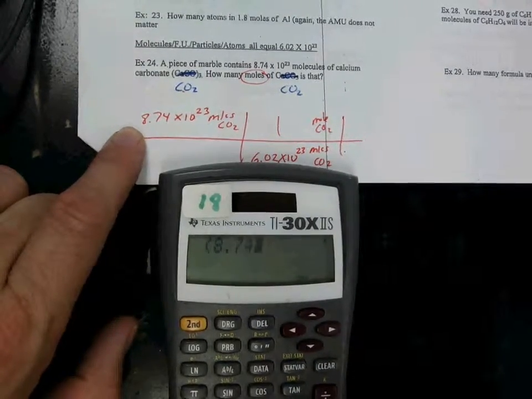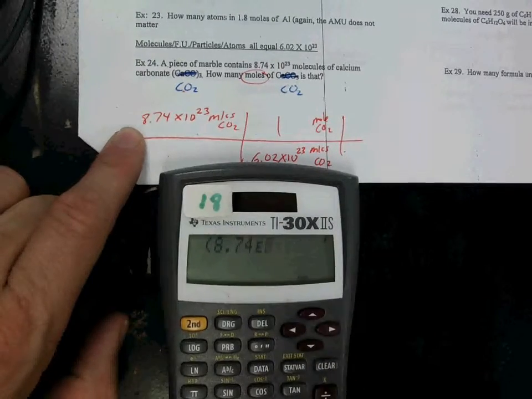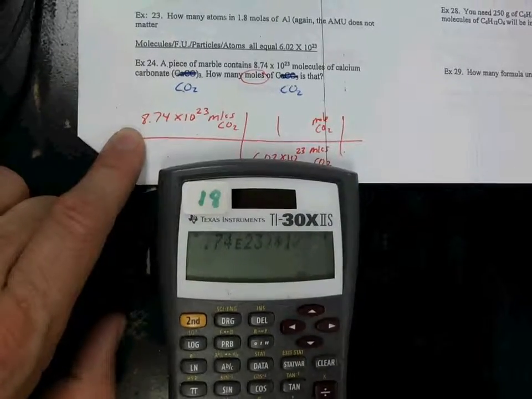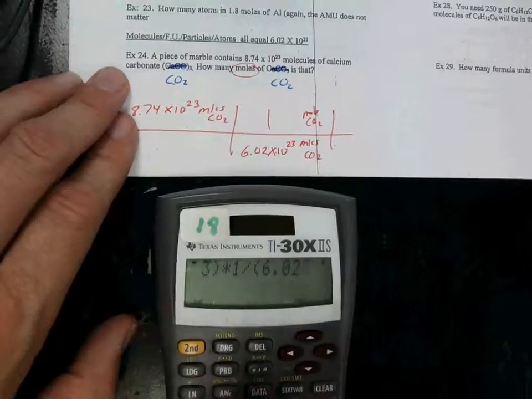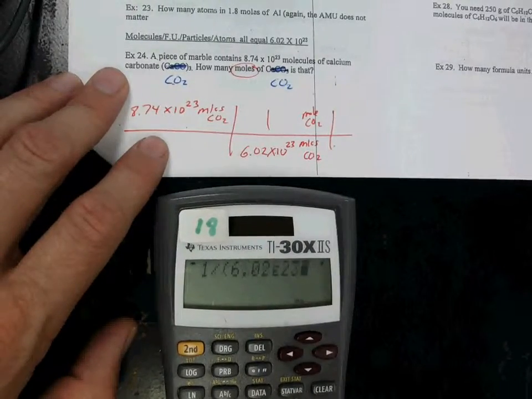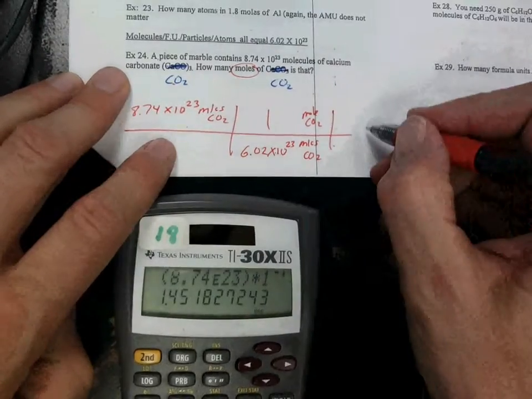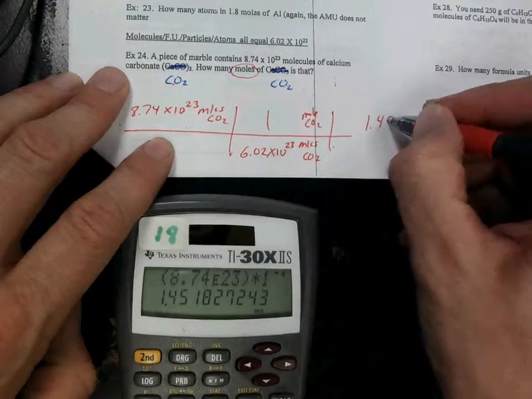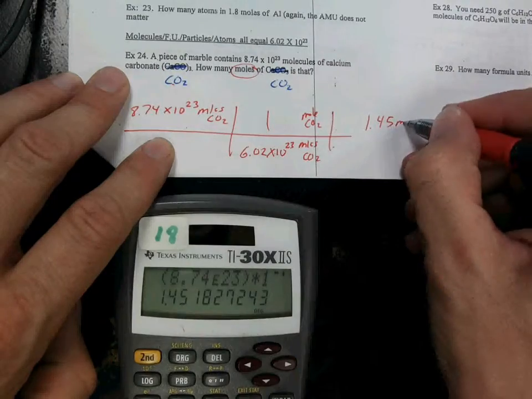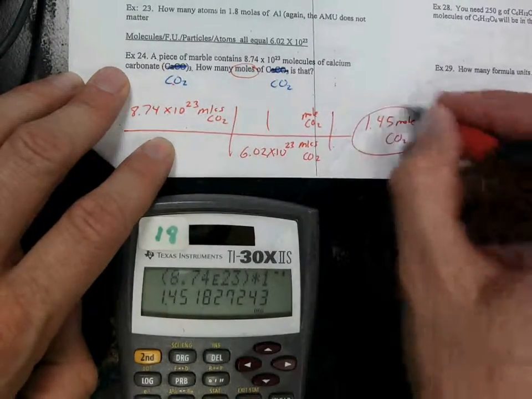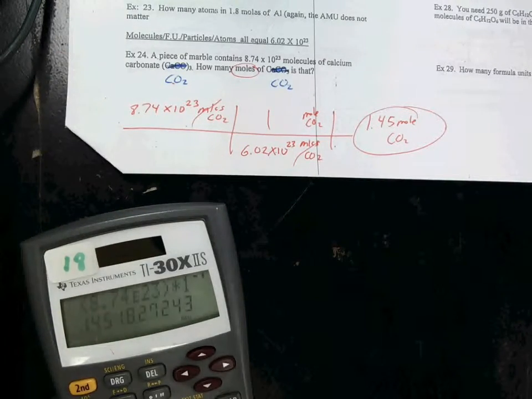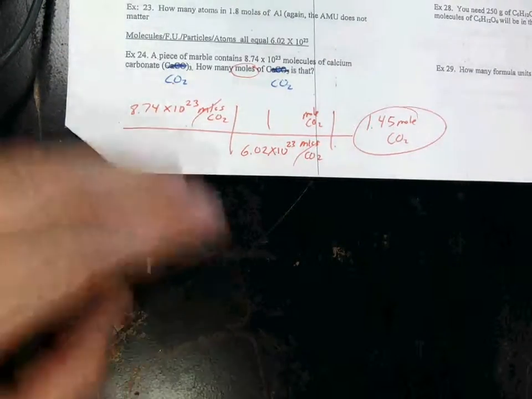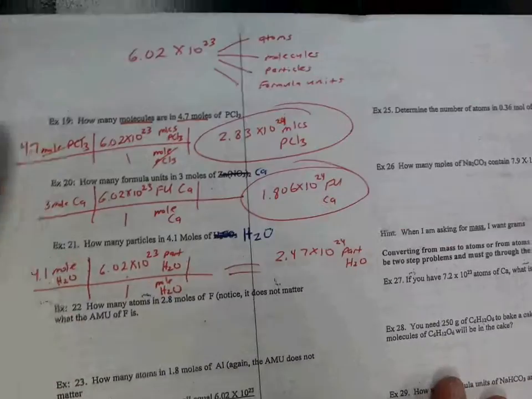Now this is going to be a little bit more challenging because I'm going to start off by putting this in parentheses, 8.74, second E, 23, close, times 1, divided by open, 6.02, second EE, 23, close, equals. The answer is 1.45, and it's mole of CO2 is the answer. Because again, that and that cancel.